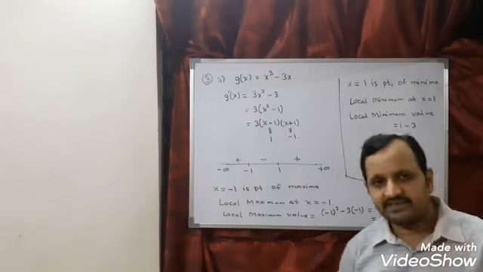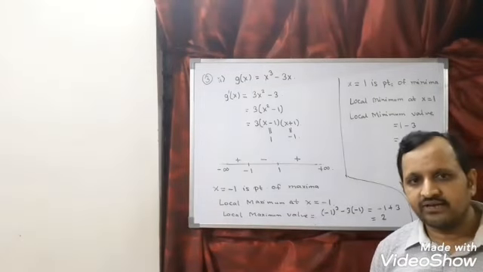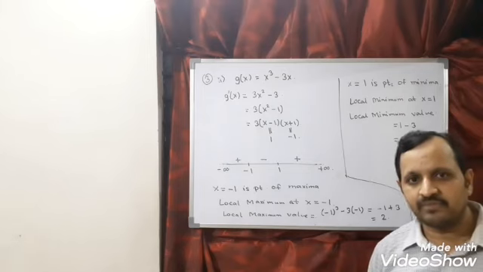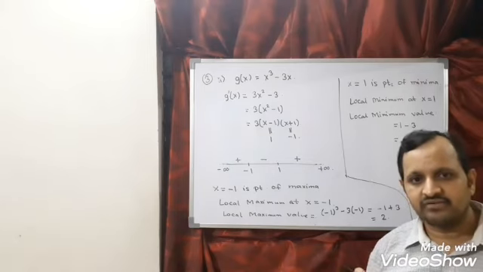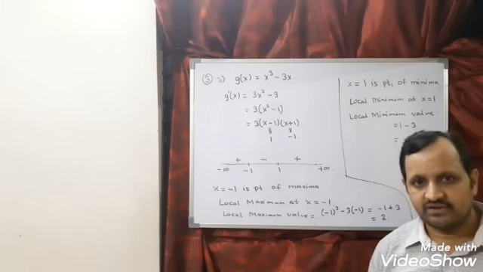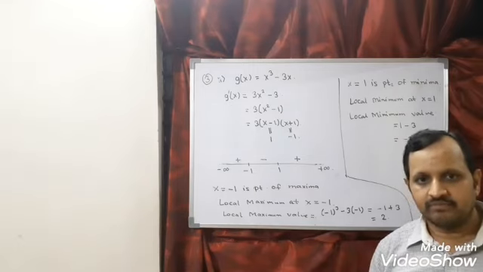So in today's class we have seen the working rule to find the maximum and minimum value of a function by using the second derivative test. So when you come to the next class, revise and come. It will continue.